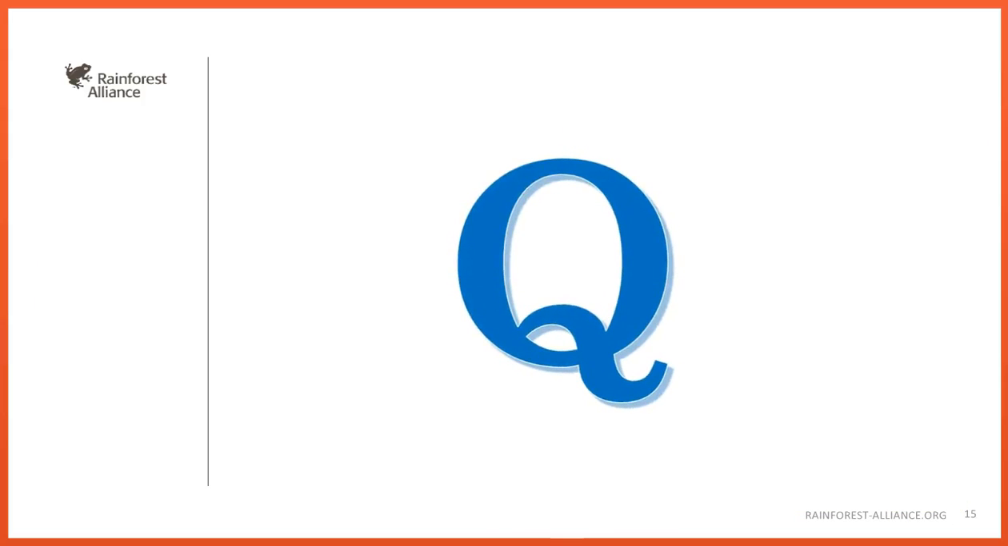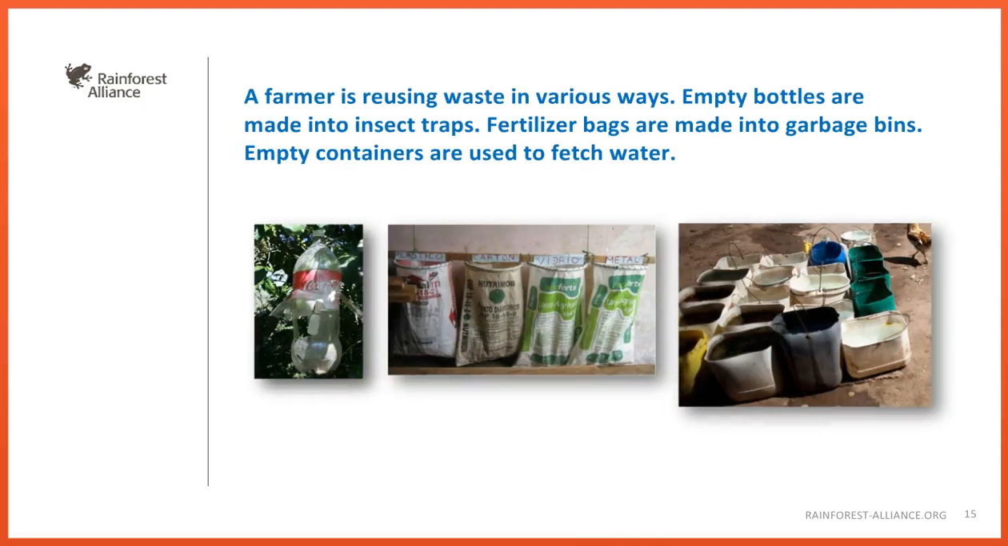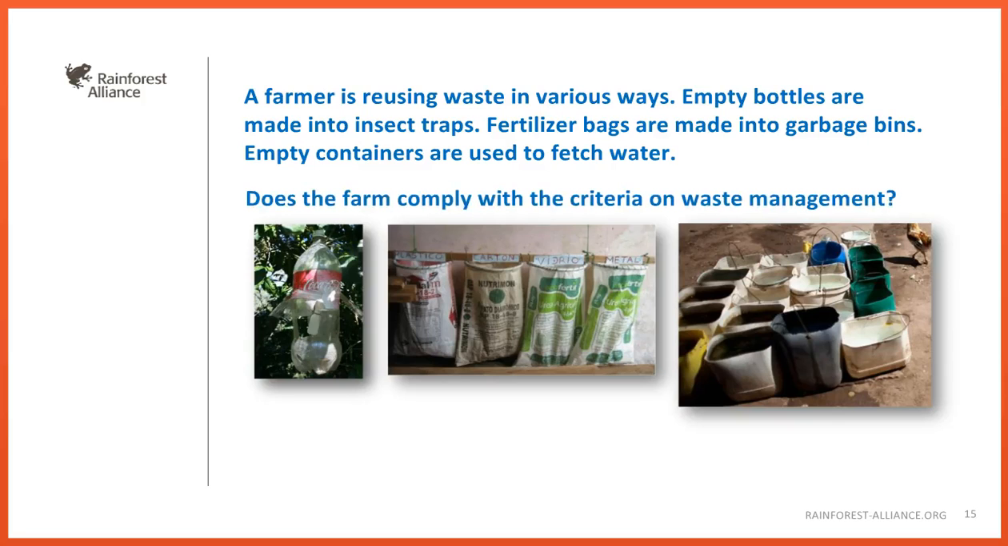Let us do a few quizzes to confirm your understanding on the topic. A farmer is reusing waste in various ways. Empty bottles are made into insect traps. Fertilizer bags are made into garbage bins. Empty containers are used to fetch water. Does the farm comply with the criteria on waste management? The answer is no. Reuse of waste is encouraged, but not for empty chemical containers.